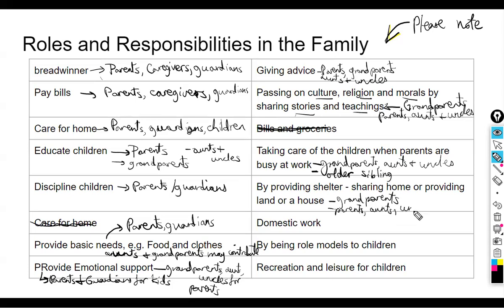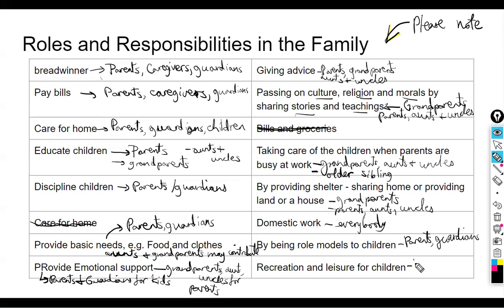Domestic work. What about that? That's cleaning and sweeping again. So this is everybody. Being role models to children. This is parents and guardians, right? Guardians could include grandparents and aunts and uncles. It's just that for some points, I specifically want you to remember grandparents. So I wrote down grandparents, right?